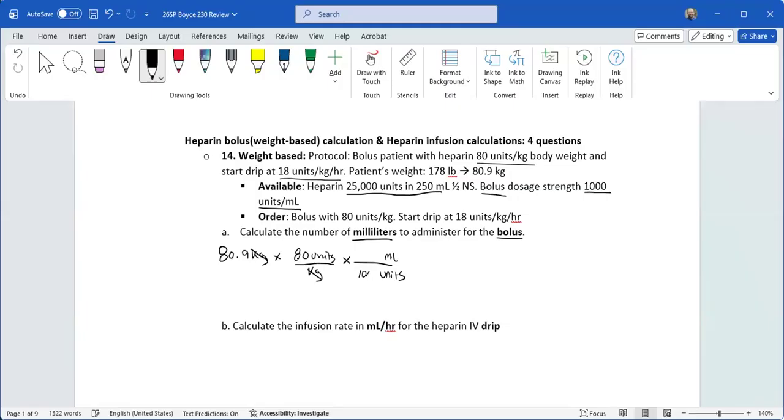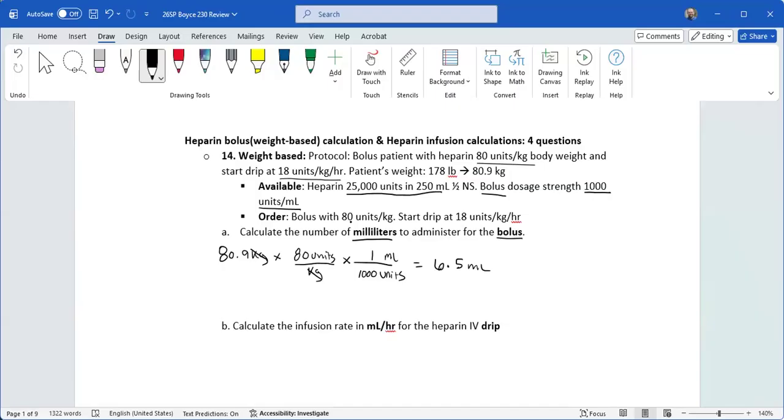So 1,000, 1, and then I'm going to plug that into my calculator. I'm going to take 80.9 times 80 divided by 1,000. I'm going to get 6.472, and I'm going to round that to 6.5 milliliters. So that's how you would calculate for a bolus dose for the heparin protocol.